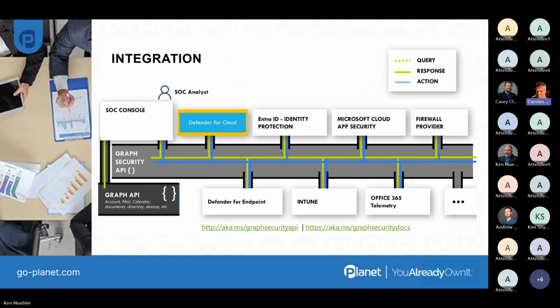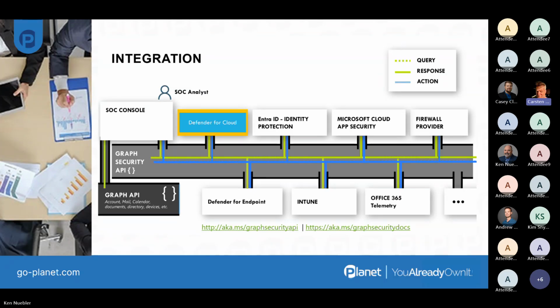Yeah. This is a much easier slide. But the story from this slide is the Graph Security API. This is the information highway that all tenants have, and this is where security telemetry can be shared between the tools, between agents, between log sources, in various ways.